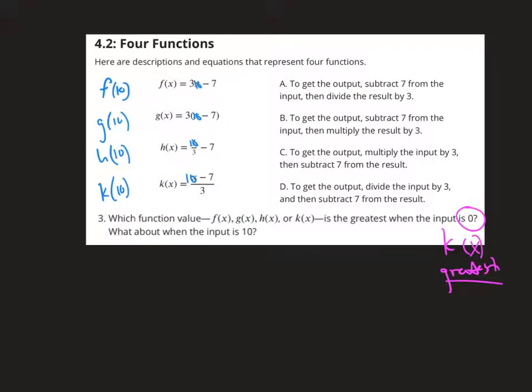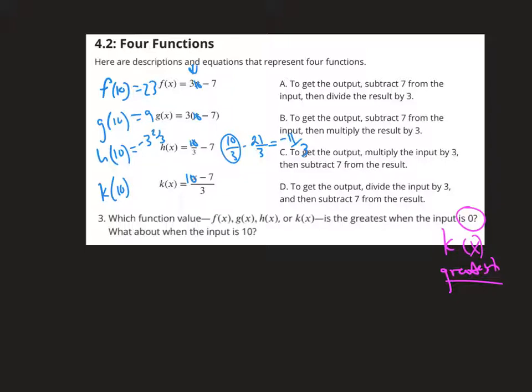What about when we substitute in 10? Well, 3 times 10 is 30, minus 7 is going to be 23. Down on the G function, 10 minus 7 is 3, and 3 times 3 is 9. On the H function, 10 divided by 3 is 3 1/3, and 10/3 minus 7, technically, is -11/3, but as you look at this as a mixed number, that would be 3 1/3, and 3 1/3 minus 7 is negative 3 2/3. So let's just say that this is negative 3 2/3. A little easier than negative 11/3.